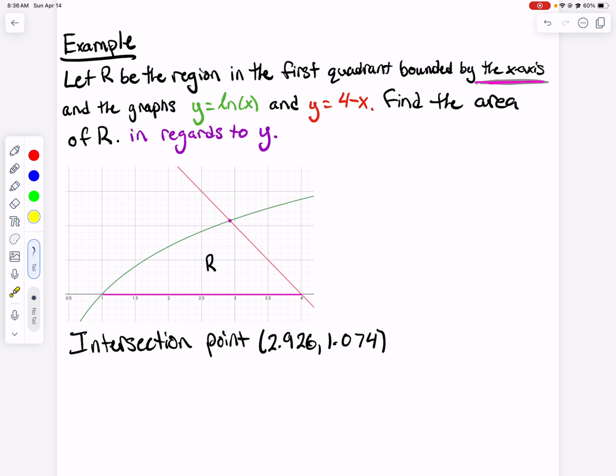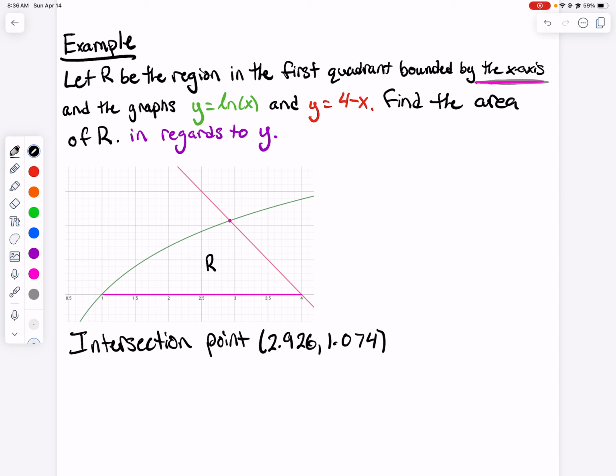But if I go from right to left, I'm always going from one curve to the other. That's why we have to do this in regards to y. I gave us a little hint here, our intersection point there, just to help us out and keep things moving forward.